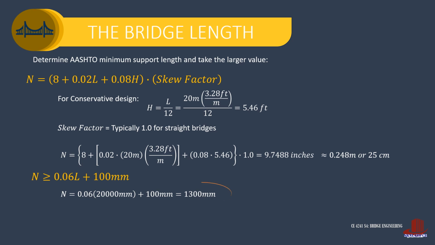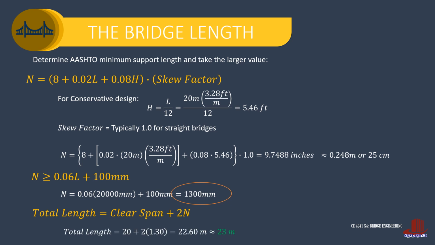Comparing the two values, we adopt 1,300. So the total bridge length can be computed as the river width plus twice the end allowances. That is 20 plus twice of 1.3. This gives 22.6. So we take the bridge length as 23 meters.